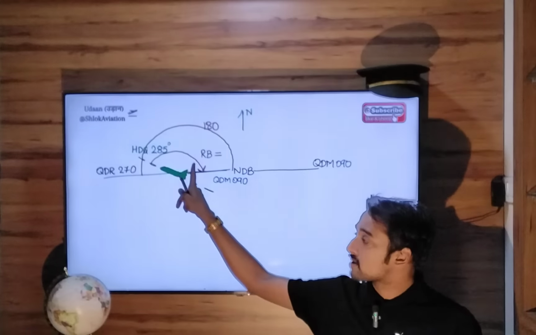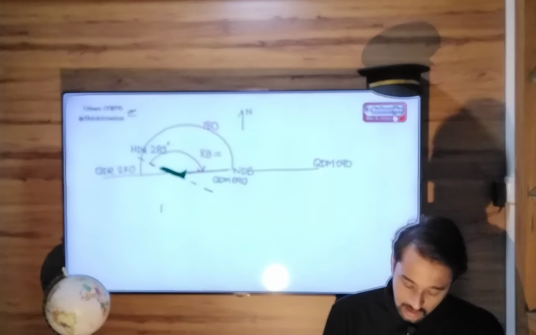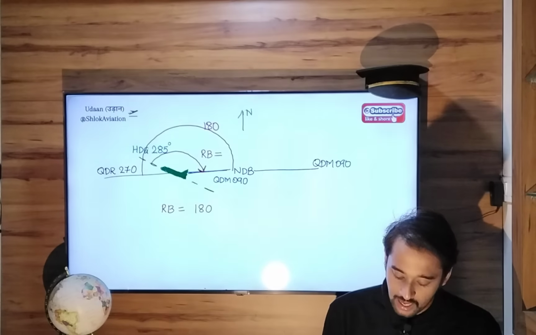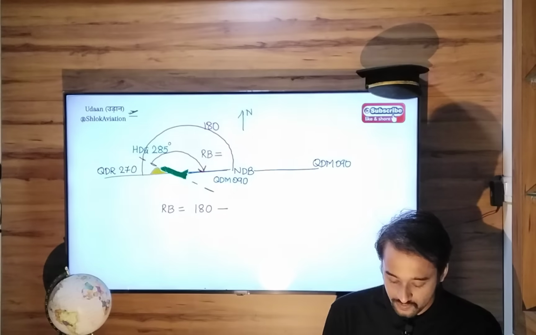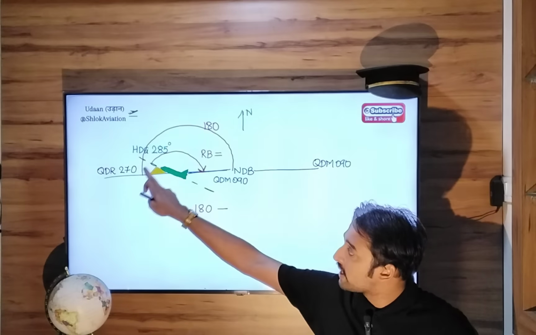So this small part, relative bearing, will be 180, the whole, minus this small amount, which is the difference between 285 and 270. That is 015. So 180 minus 015 will be equal to 165 degrees. Okay, so diagrammatically it is represented like this.